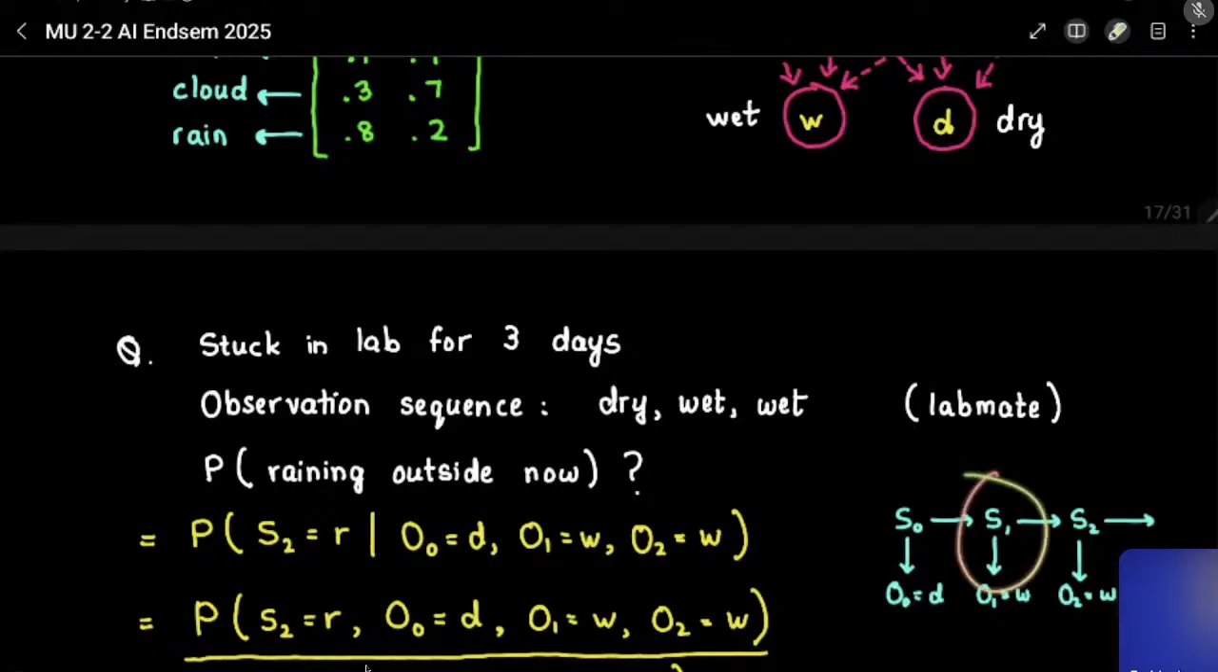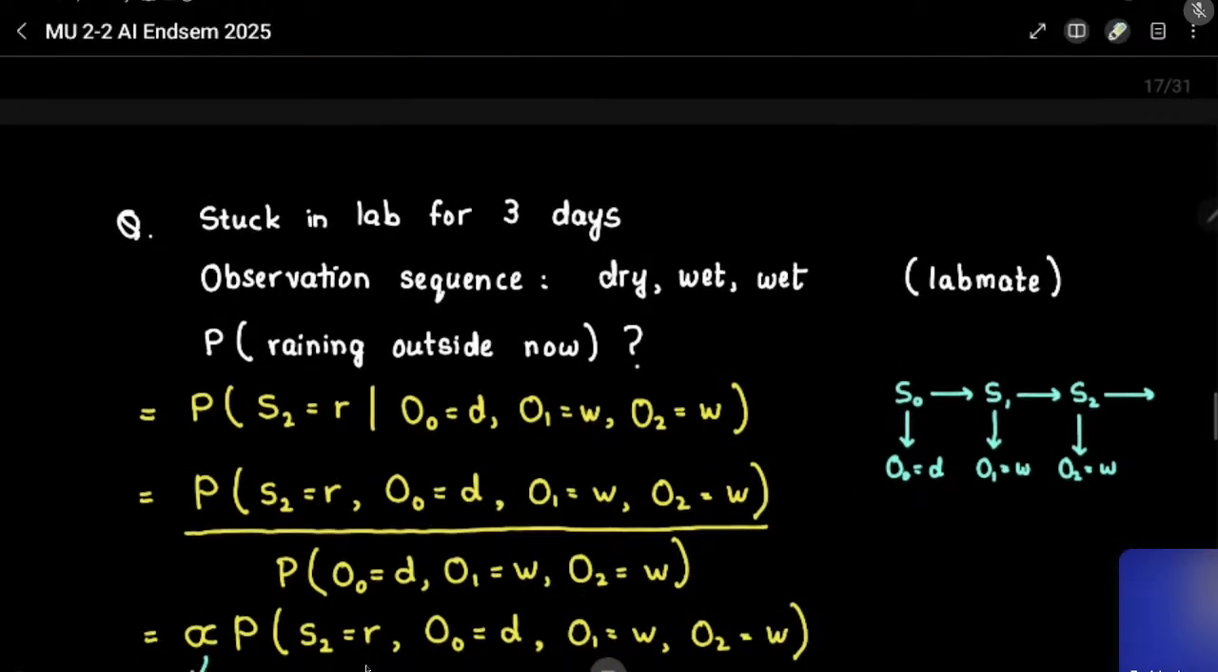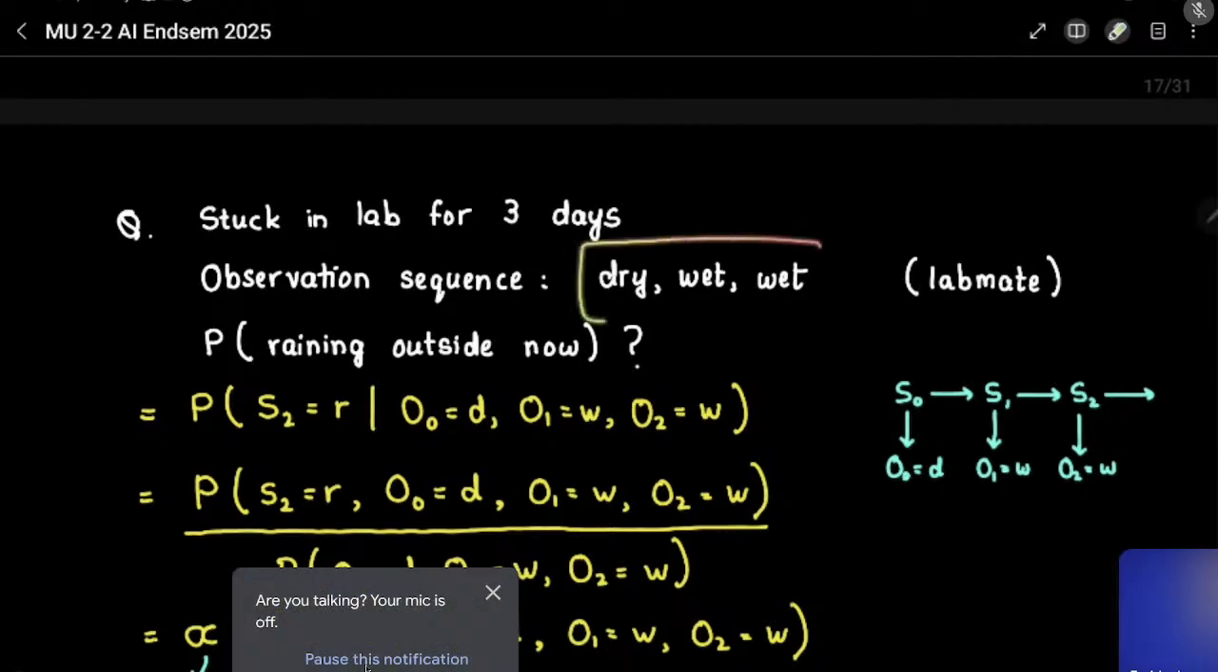On day 1, after day 0, you do not know what the weather was outside, but you saw that your lab mate was wet. And on the other day, you again do not know what the weather was. Again, this is hidden, so you will never be able to know what was happening outside. But your observation is that the lab mate was wet. So this is the observation sequence.